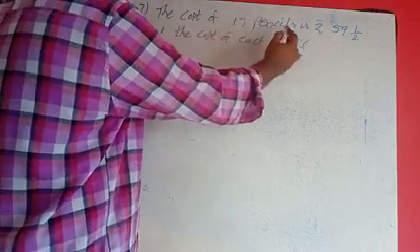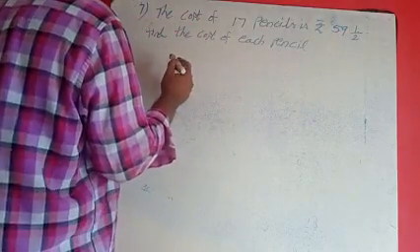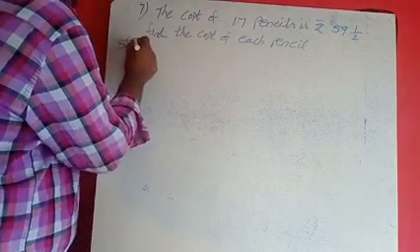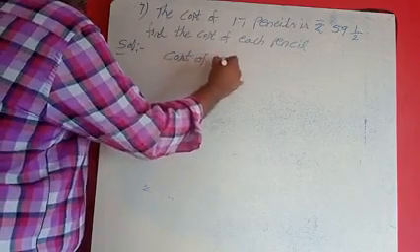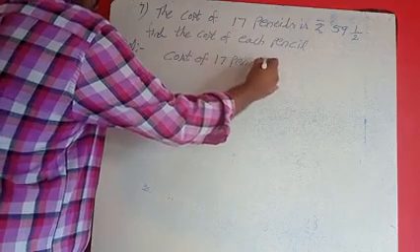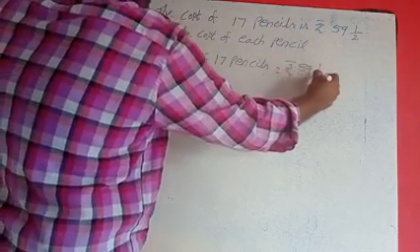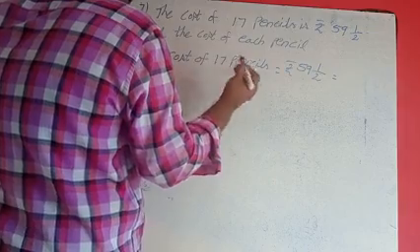The cost of 17 pencils is rupees 59 1 by 2, that means 59 rupees 50 paise. Find the cost of each pencil. So, solution. The cost of 17 pencils is equal to rupees 59 1 by 2. This is given in the form of a mixed fraction, so we have to make it a normal fraction.